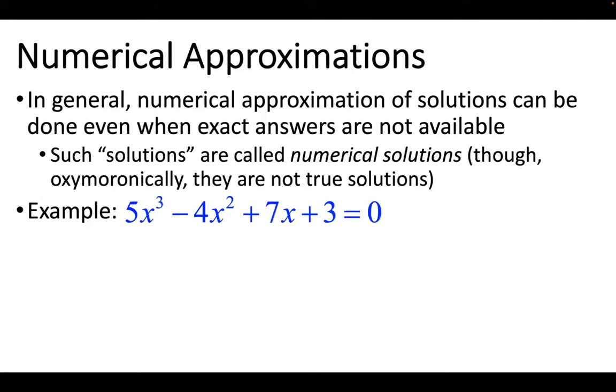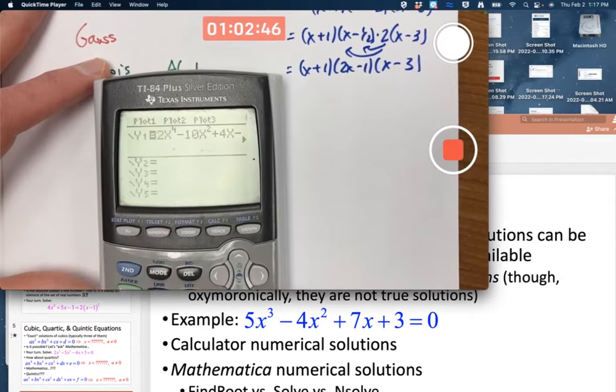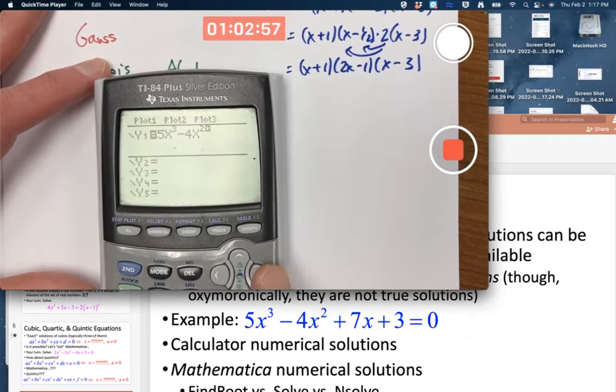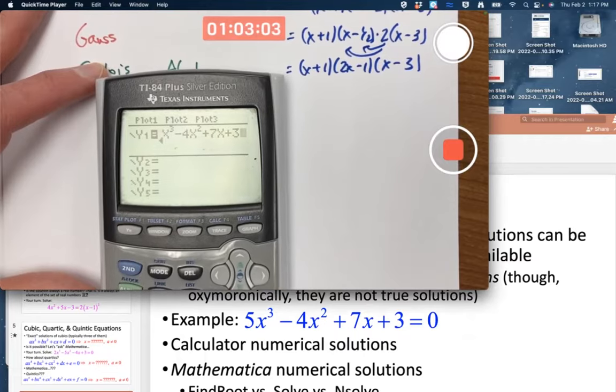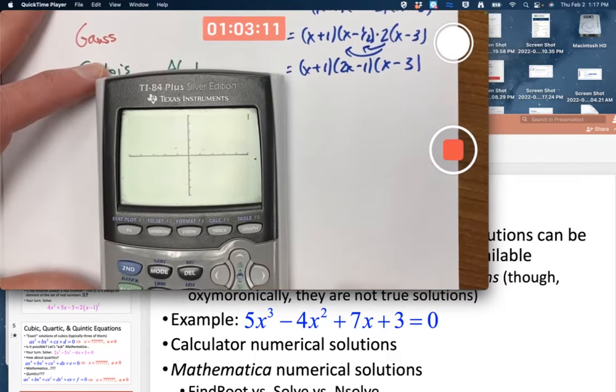Here's an example. There's a cubic that, did I check this out of time? I believe has no rational number solutions. You can get calculator numerical solutions, Mathematica numerical solutions. Let's do that now. Calculator, 5x cubed minus 4x squared plus 7x plus 3. I picked these coefficients randomly, so unless I'm very unlucky, the solutions are not going to be rational numbers. Here's the graph.